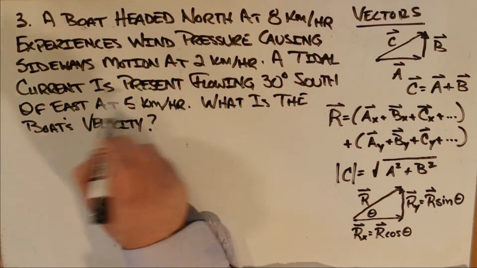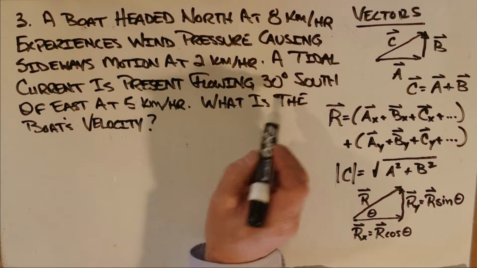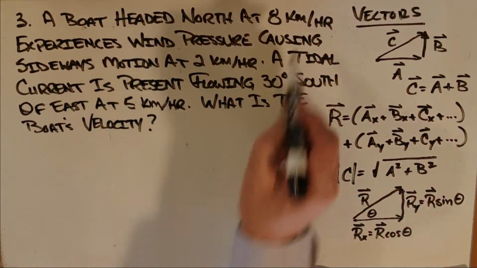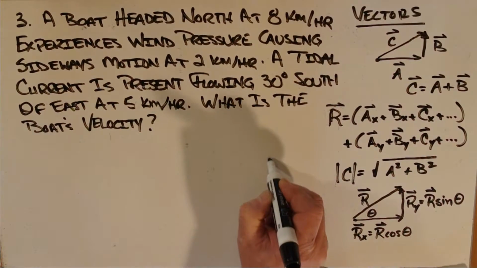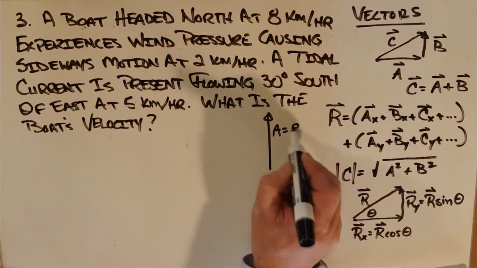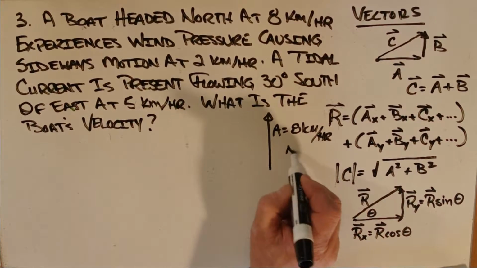The third problem: a boat headed north at 8 kilometers per hour experiences a wind pressure causing a sideways motion at 2 kilometers per hour. A tidal current is present flowing 30 degrees south of east at 5 kilometers per hour, and we're asked to find the boat's velocity. Always, always draw pictures and understand what it is that you're looking at.